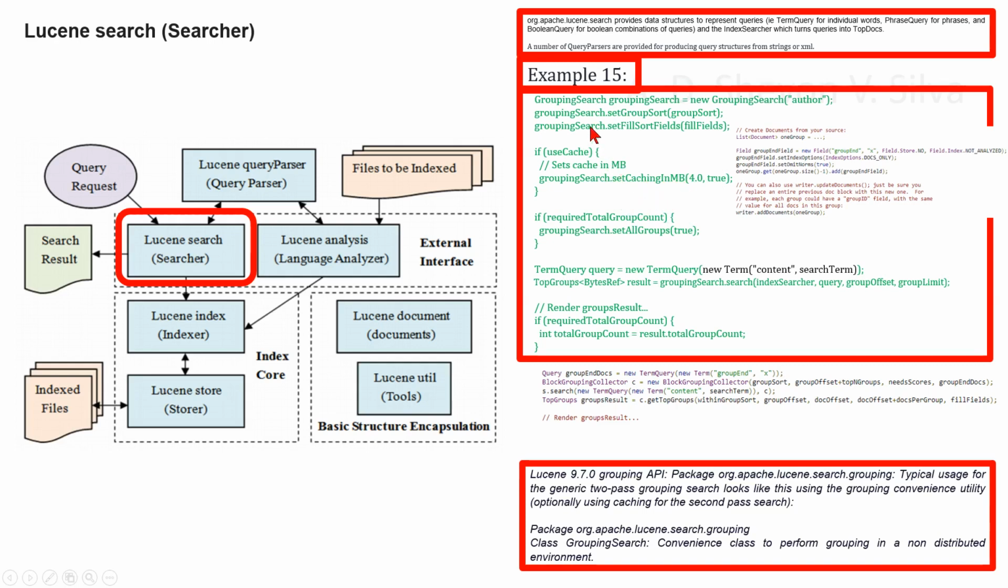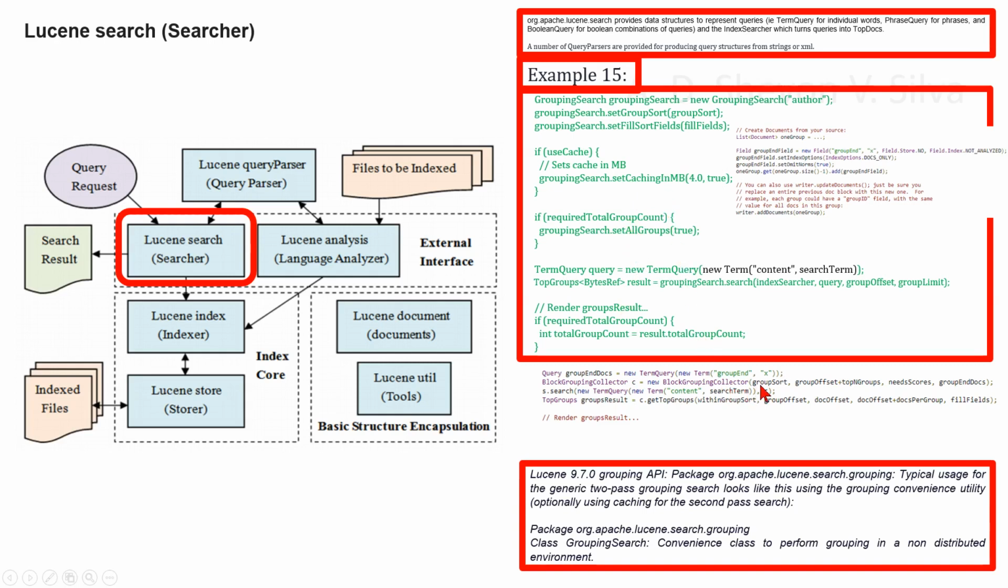The class GroupingSearch in package org.apache.lucene.search.grouping is a convenience class to perform grouping in a non-distributed environment. A typical usage for a generic two-pass grouping search looks like this, using the grouping convenience utility, optionally using caching for second pass search.